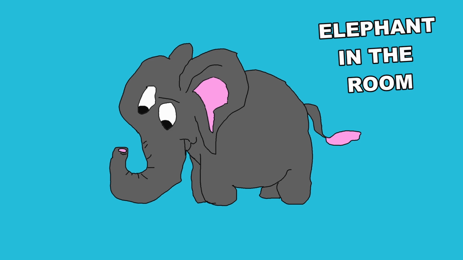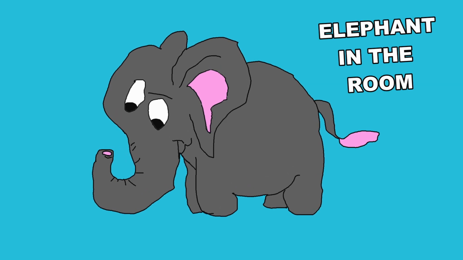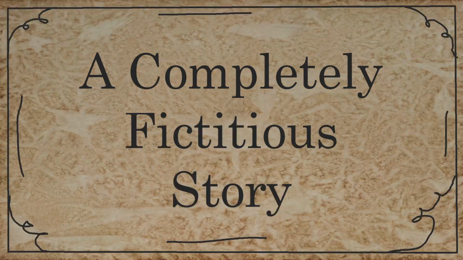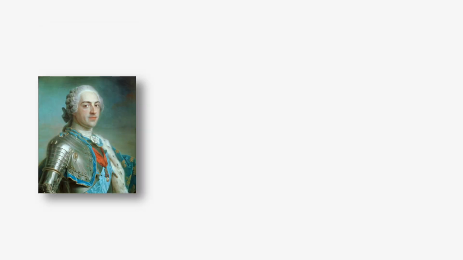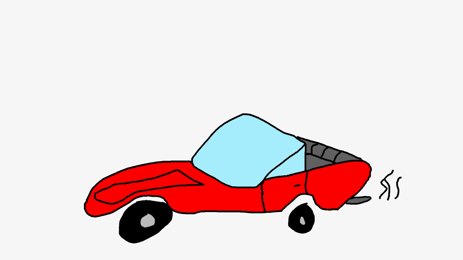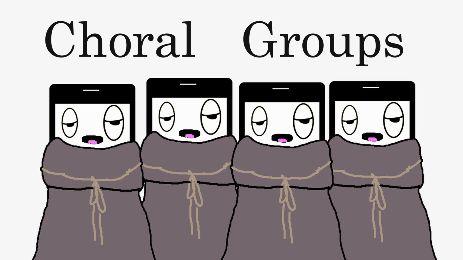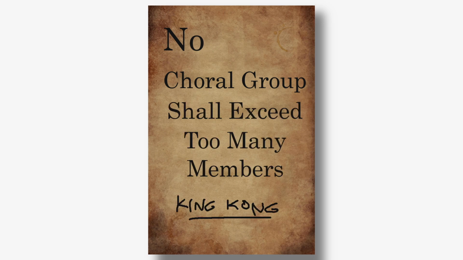Though it is largely irrelevant in modern music, you should at least know why it used to be important, because it pertains to polyphony. So here's a completely fictitious story to prove why you should care about parallel fifths. Back when rich dudes wore silly white wigs, they didn't have sports cars to impress people with, so they often resorted to showing off their large choral groups. But the sizes of these choral groups quickly got out of hand, so strict limits were imposed upon their size.